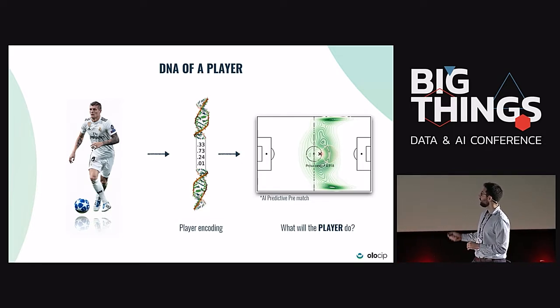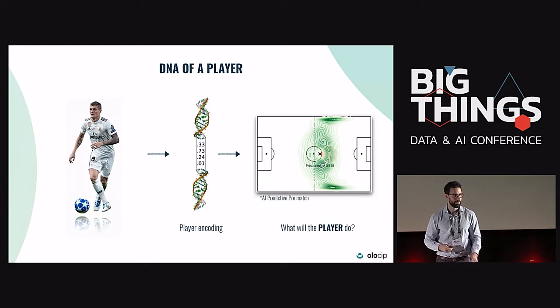So for example, here, imagine that we want to know how Toni Kroos is going to distribute his passes from this specific point in the field in a future match. We could get a response in this form, where the green contours represent the expected distribution of the successful passes, and the red contours represent the expected distribution of the unsuccessful passes. And for example, we would also get the general probability of success of this player.